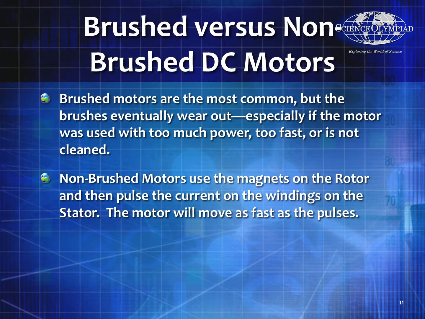So now brush motors are going to be your most common, but keep in mind the brushes eventually wear out, okay? Especially if it gets too hot or it's run too fast or something like that. Non-brush motors use the magnets on the rotor and then pulse the current on the windings on the stator, okay? And the brush motor moves as fast as the current it has, whereas a non-brush motor is all about the pulses.